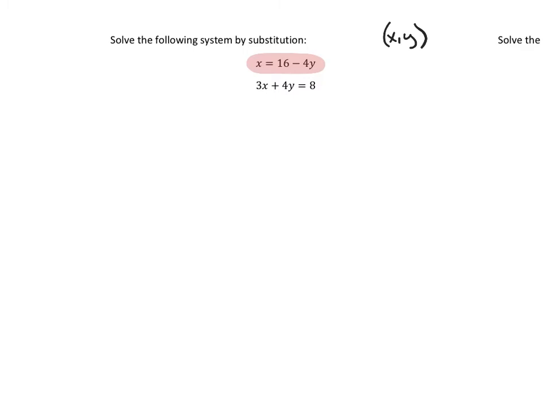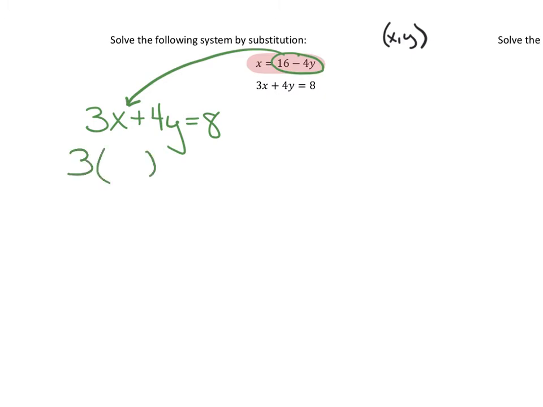What we're going to do now is take that isolated expression, the 16 minus 4y, and plug it into the other equation. Here's the other equation: 3x plus 4y equal to 8. I'm going to take this green circled expression from the red one, and I'm going to plug it into x. Why would I plug it into x and not y? Yeah, because this says x equals. So if this is what x is, I'm going to put it exactly where x belongs. Great, so here I go. 3 and then x, but x is 16 minus 4y. Then we're going to finish out writing the equation.